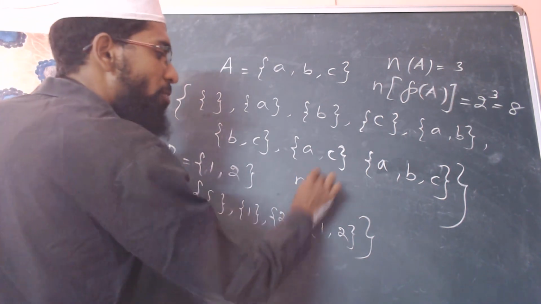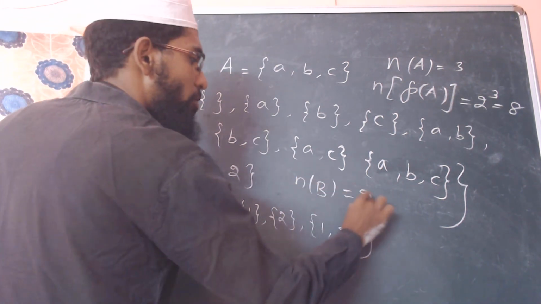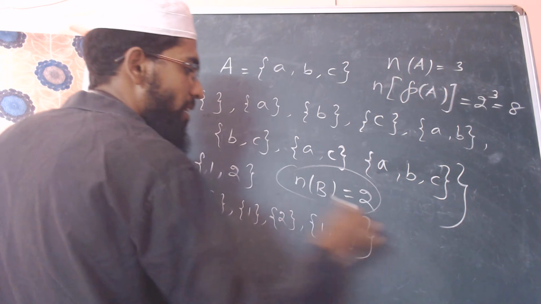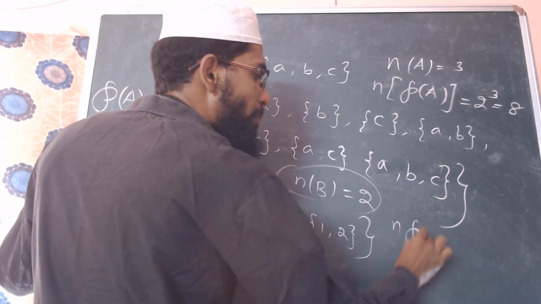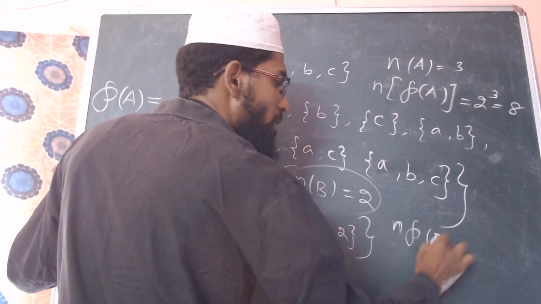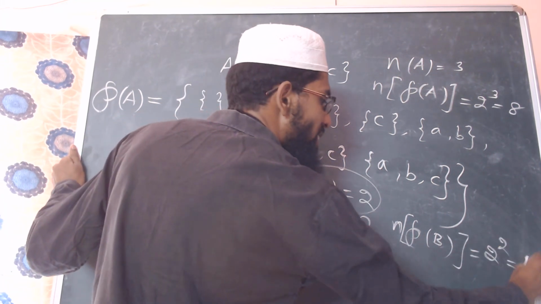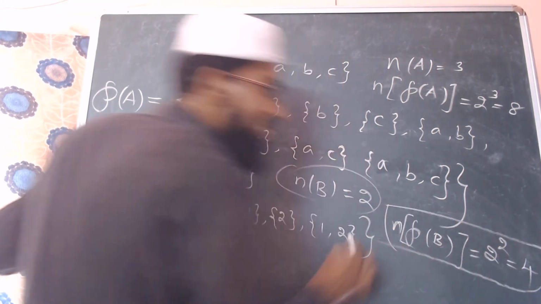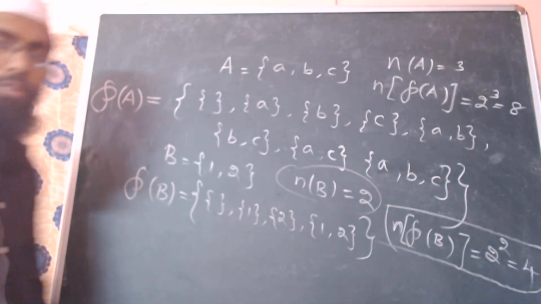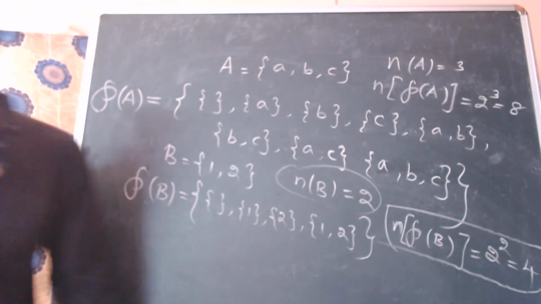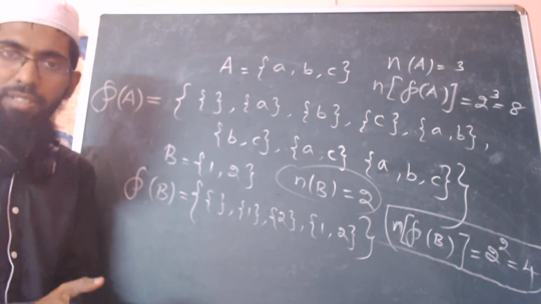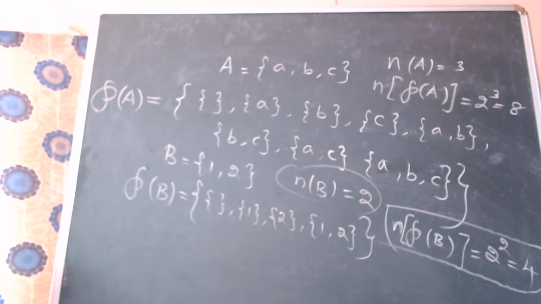In the same way, if n of B equals how many? 1, 2, 2 elements are there. So what will be n of P of B? N of the power set of B will be equal to 2 power 2, which is nothing but 4. Yes? I hope it's clear for everyone, right? So the power set, I hope it's clear. Now we'll get into the next topic.